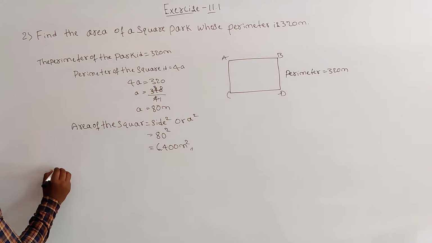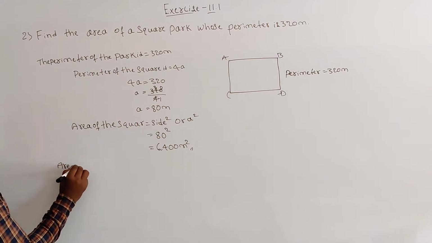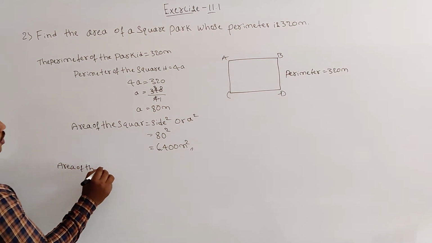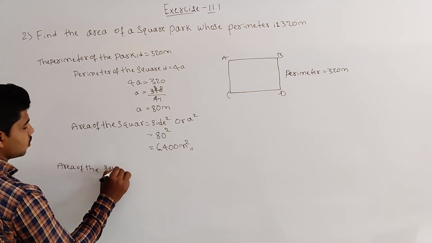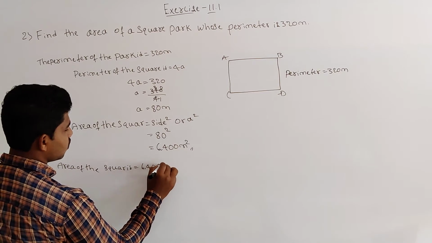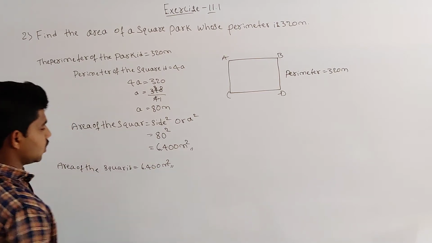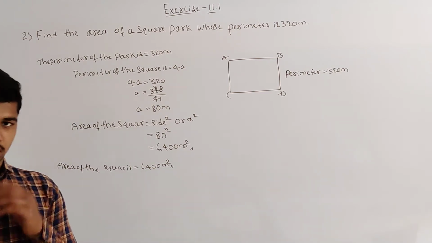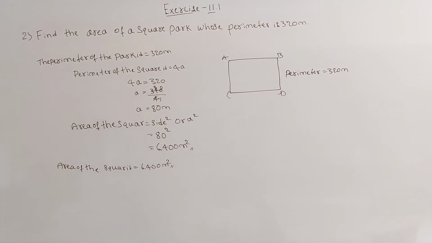The area of the square park is 6,400 meter square. Look at the third problem.